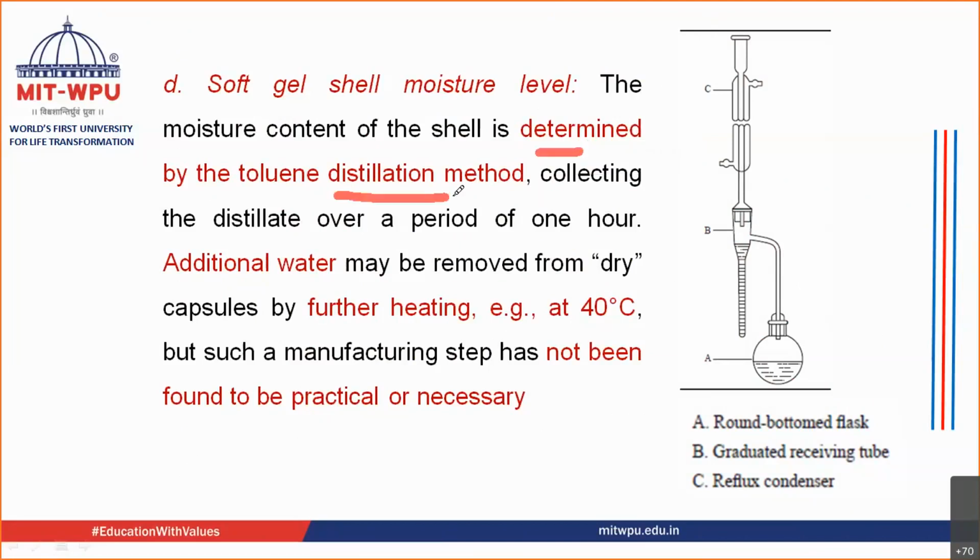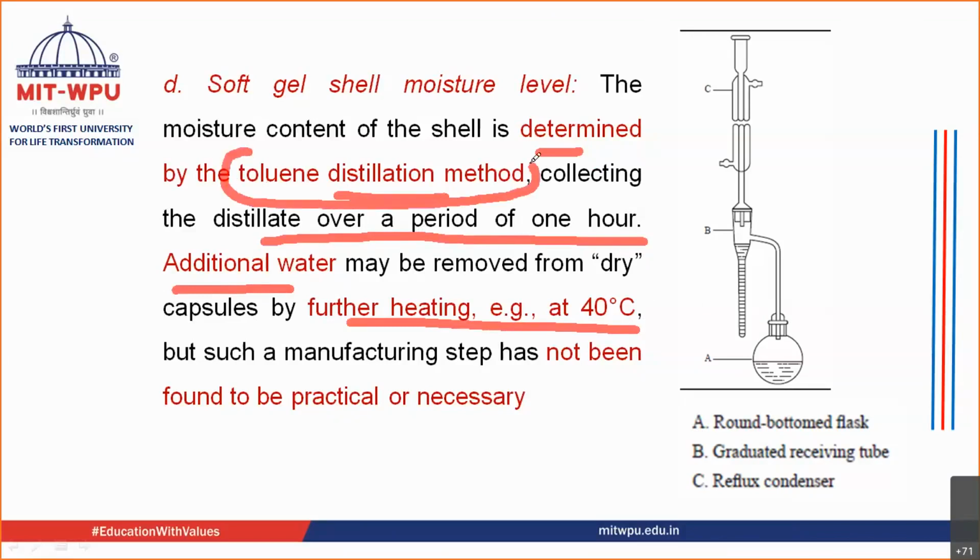The distillation is carried out for a period of near about 1 hour, and the distillate is collected, right? And you can remove additional water by further dry heating it to 40 degrees Celsius, right? Though it is not practical, this kind of test has been carried out in order to perform the toluene distillation test. Toluene distillation method you must have already done.